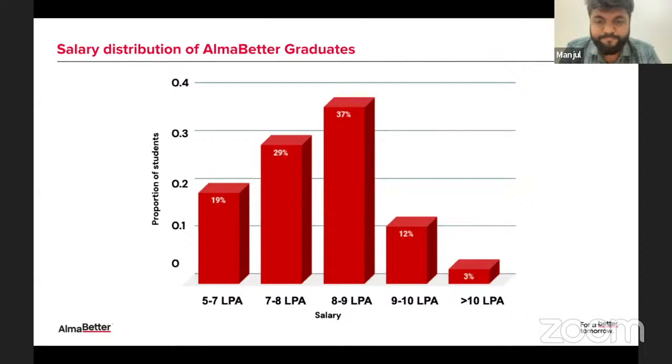Just a salary distribution to keep you guys excited, because at the end of the day, the reason that we learn a lot of things, the reason for which we do all this upskilling, is to earn well. So if you're doing it here, you will end up earning well. And this is how the stats have been for us, that is, for AlmaBetter.